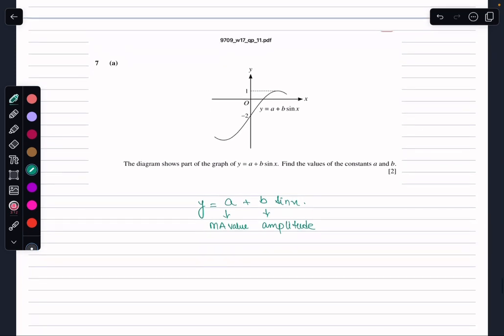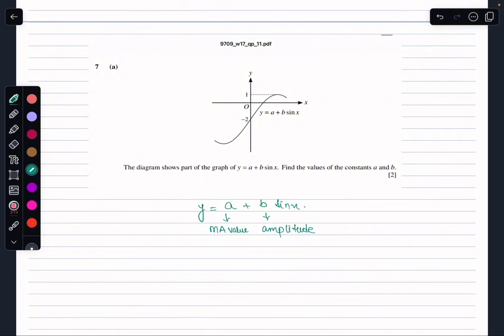So in this case, what I can see here is that when our x is 0, the y value is negative 2. When x is 0, the y value here is negative 2. So with x as 0, substituting, negative 2 equals a plus b sine of 0. Obviously sine of 0 is 0. My b gets eliminated, and therefore I can say that the a value here is negative 2. So I have the a value, which is negative 2.